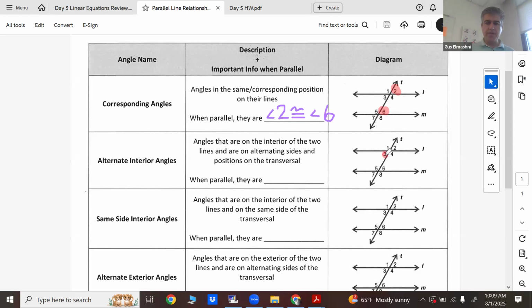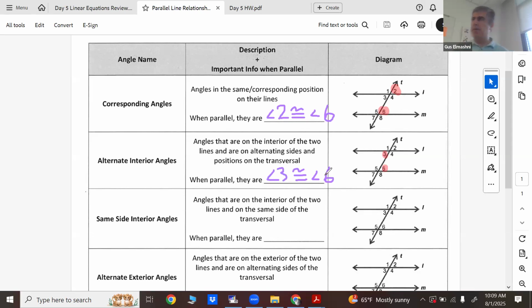So 3 and 6 are called alternate interior angles. Now, when the lines are parallel, those are going to be the same. Again, angle 3 is congruent to angle 6. So when the alternate interior angles are the same, we can say the lines are parallel and vice versa. When lines are parallel, angles 3 and 6 will be the same. Likewise, 4 and 5.